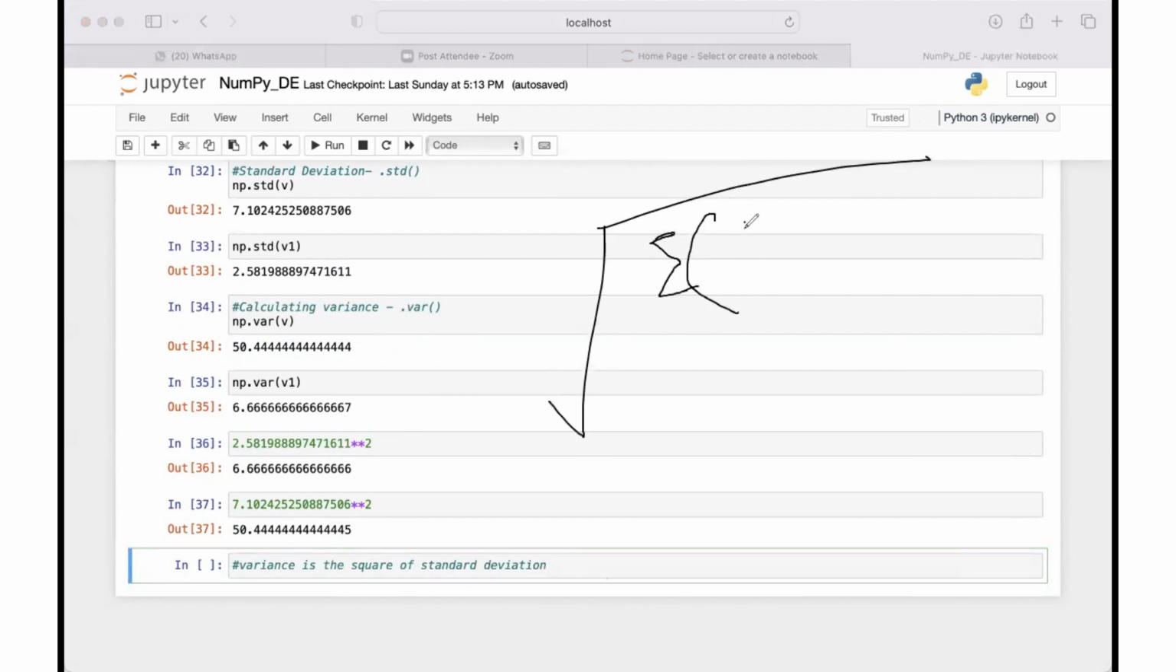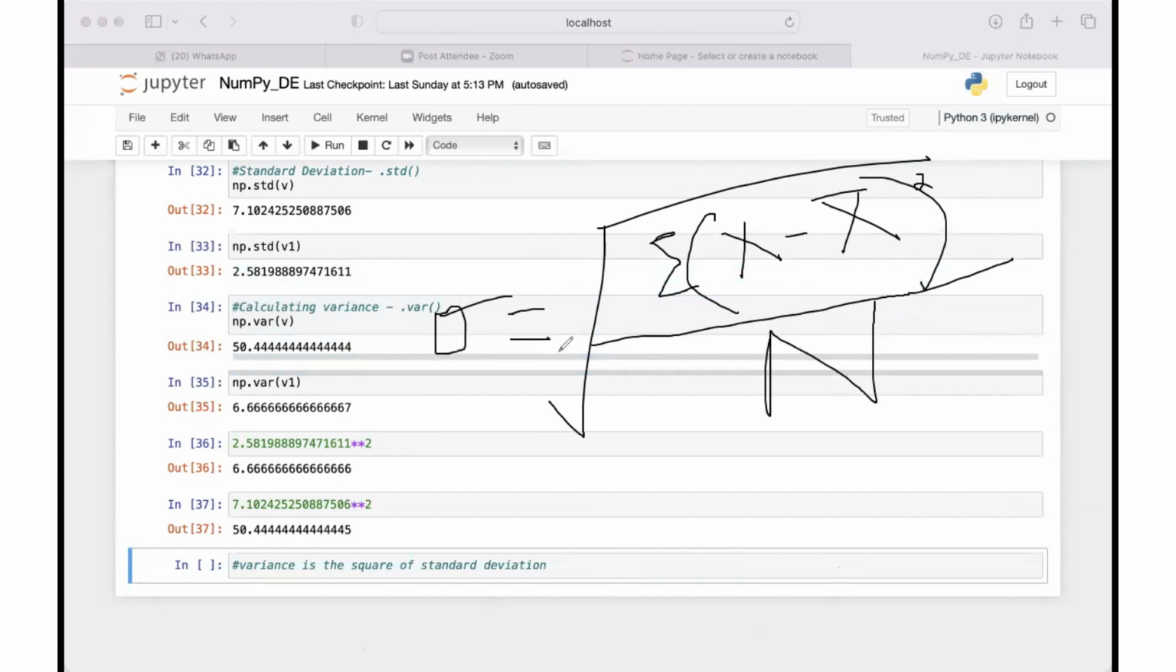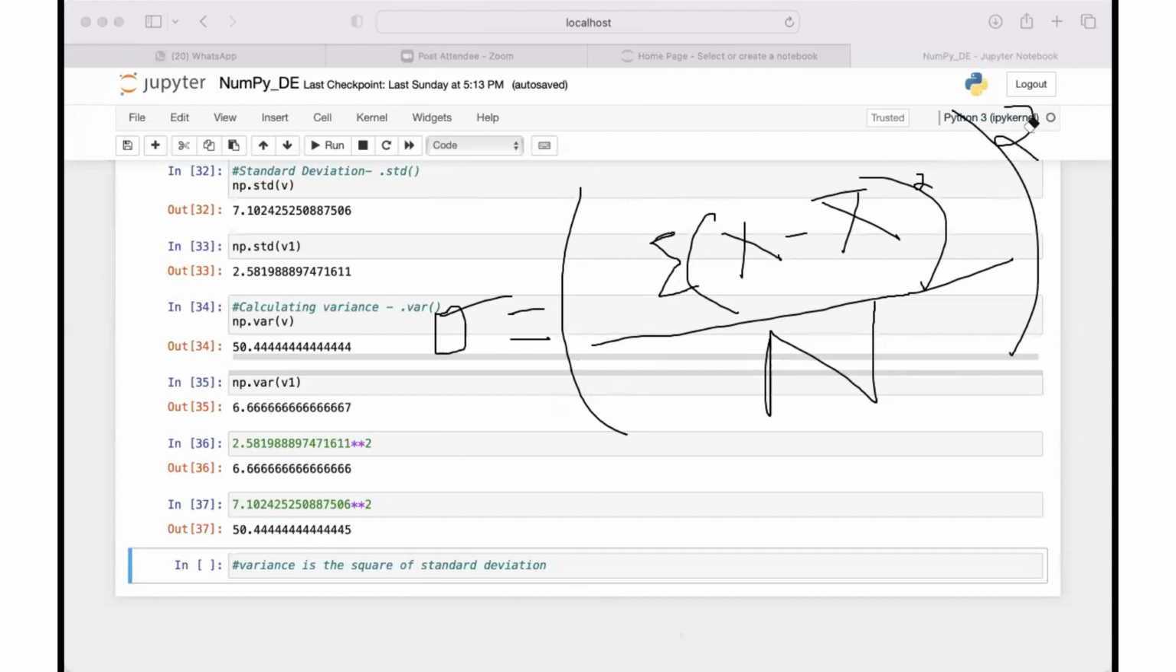The formula for standard deviation is the whole under root of the summation of x minus x bar whole square divided by n. So this is the formula for standard deviation. And variance is the square of standard deviation. So we'll erase the square root, and this will become our variance.